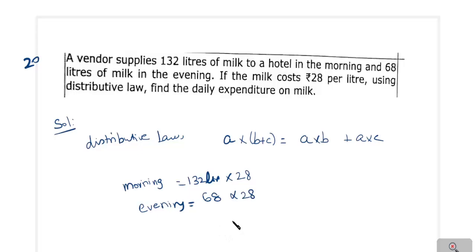So 28 into 132, where this is the per liter cost and this is the morning liters, plus 28 into 68. This is the replica of A cross B plus A cross C. So you can take 28 as a common term, and after that you can add 132 plus 68.